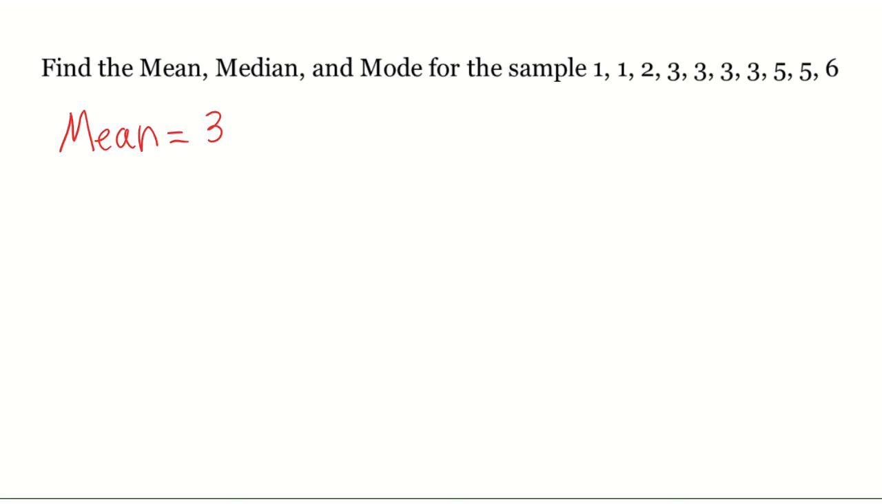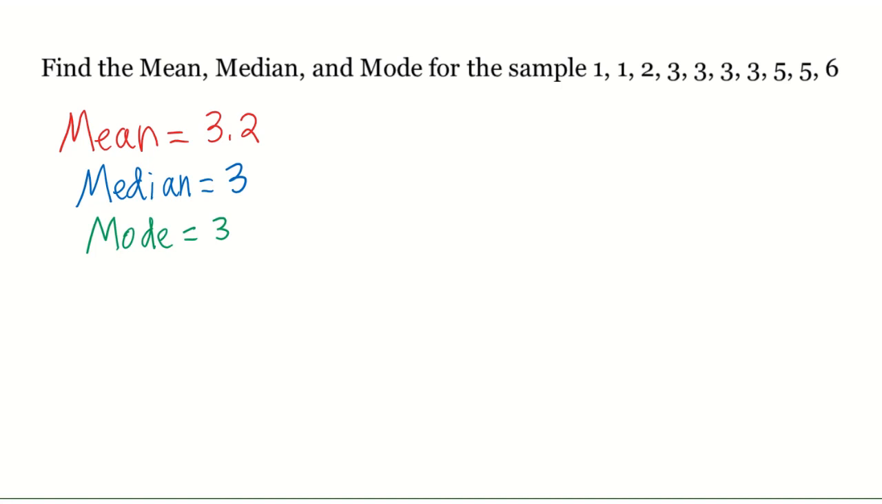So the mean for the sample, we got 3.2. This is the center value or average. For the median, we got a value of 3, and this is the middle data point. And the third thing that we got was the mode, and this was also a 3, and this was just the data point that repeated the most.